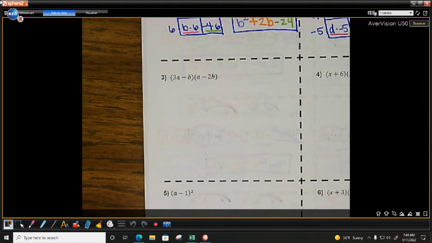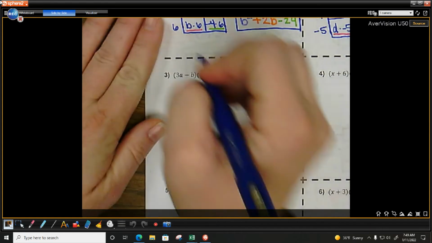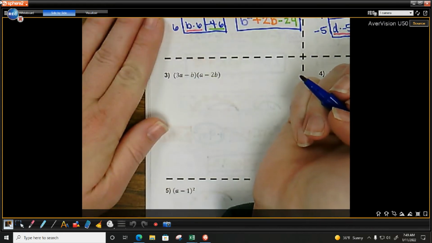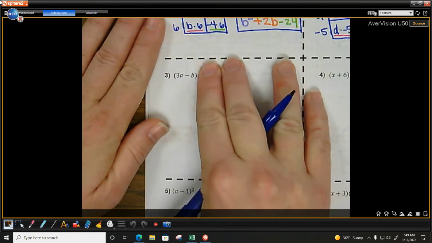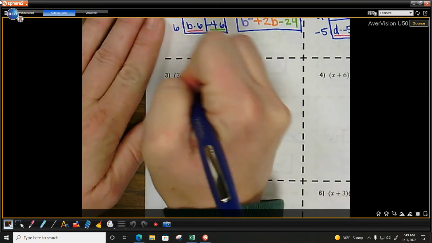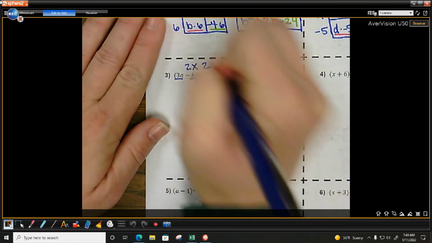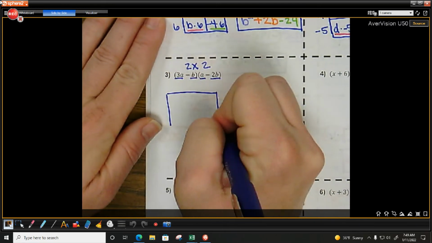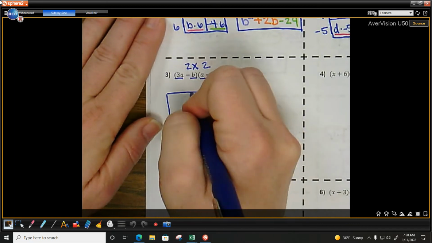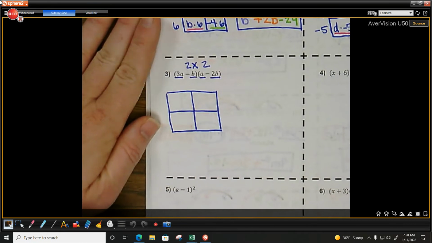Okay. So we always start. How many terms in the first parenthesis? Remember, terms are broken up by addition and subtraction signs. 2 terms. You have your 3a and your negative b. How many terms in the second parenthesis? 2. Your a and your negative 2b. I will tell you, this one you're going to need to make your box a little bit wider, because you have multiple variables now. So I did a 2 by 2 box because it's 2 terms times 2 terms.